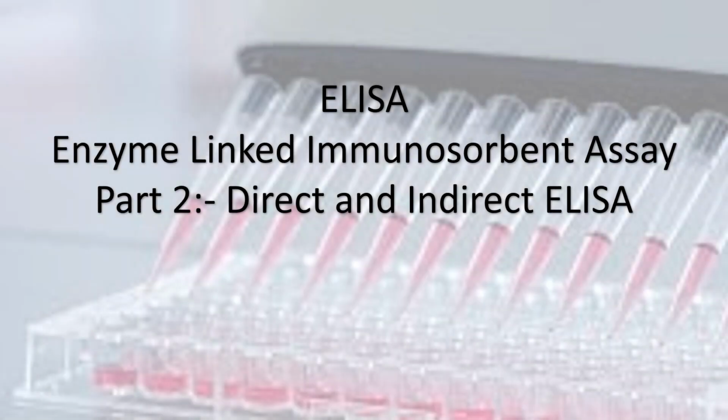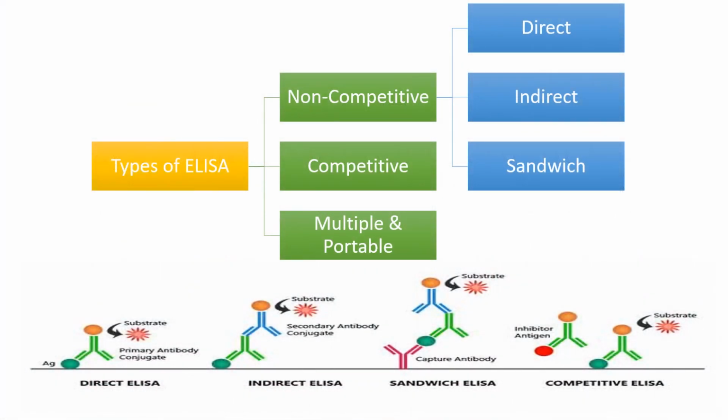So in this video we will be discussing the direct and indirect ELISA. What are the types of ELISA? Majorly it is classified into three types: non-competitive, competitive, multiple and the portable. The non-competitive is again divided into three parts: direct, indirect and sandwich. So in this video we'll only discuss the direct and indirect ELISA.